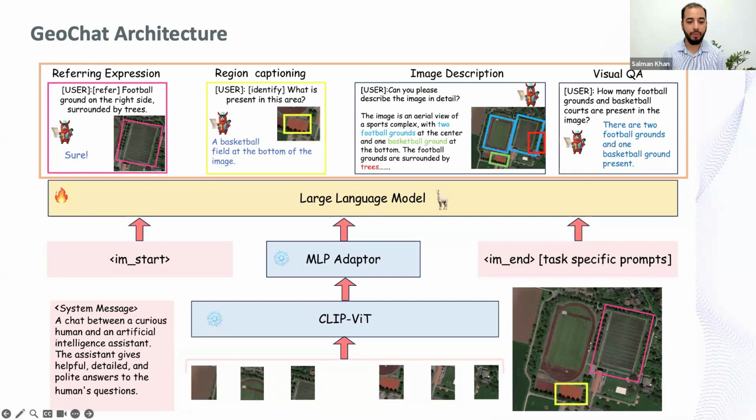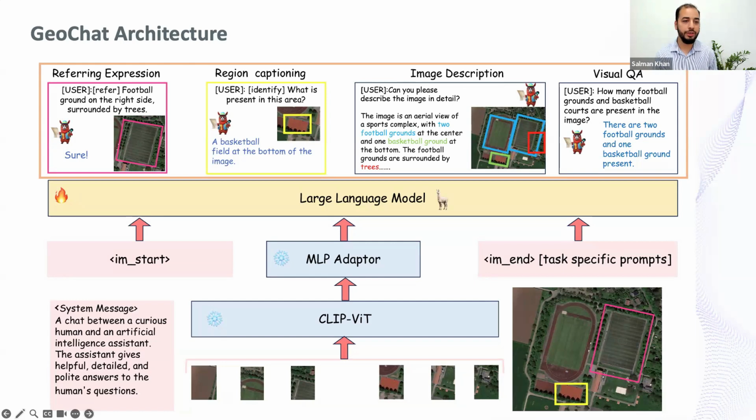I will talk about them in a while, but basically these task-specific prompts direct the model to perform a specific task. For example, if the user wants referring expression segmentation, then this task-specific prompt would be refer, which is shown on the top left corner. In this case, the user will ask, refer football ground on the right-hand side, surrounded by trees. This tells the model what kind of capability the user is trying to achieve and is interested in responses that relate to this capability. So the model will locate and detect that particular expression which is input by the user.